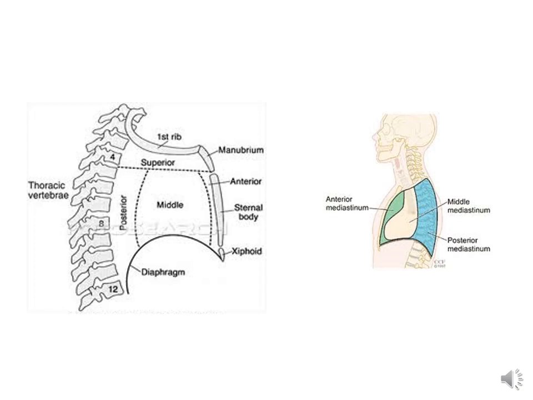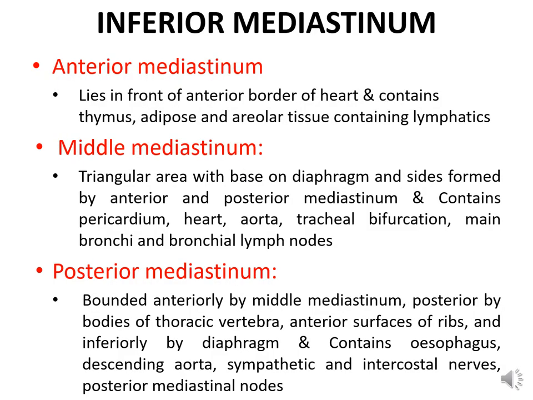The middle, the posterior and the anterior mediastinum are below the superior mediastinum, and they occupy this. This whole division is arbitrarily made and is intended to convey to us the location of any tumor or mass. Anterior mediastinum lies in front of the anterior border of the heart and contains thymus, which can come from the superior mediastinum, adipose and areolar tissue containing the lymphatics.